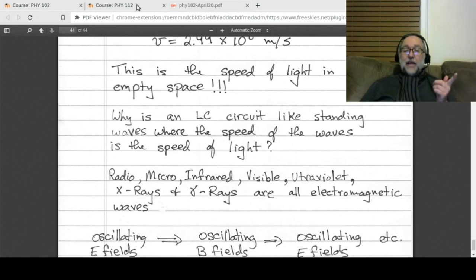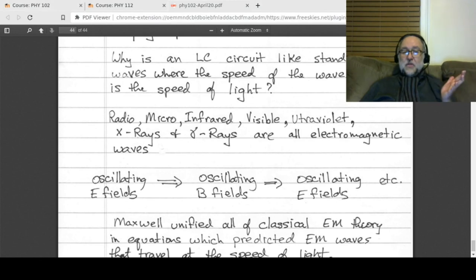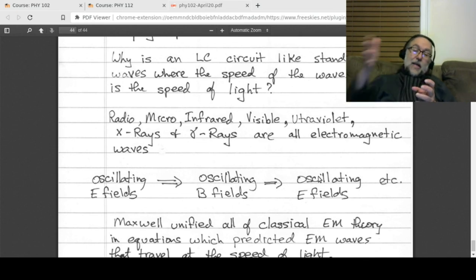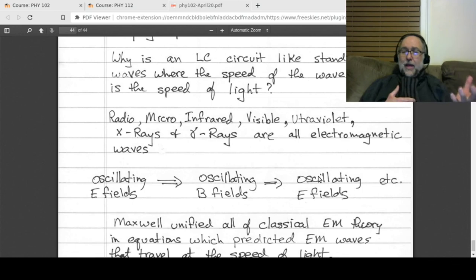The reason you're getting the speed of light there is because Maxwell, a later physicist, we won't do his stuff because it's too advanced, discovered that oscillating electric fields give rise to, because of Ampere's law, oscillating B fields. But oscillating B fields, because of Faraday's law, give rise to oscillating electric fields, which give rise to oscillating B fields, oscillating E fields, oscillating B fields. This means that you basically have wave behavior, but not just in one thing, but in both E fields and B fields. It turns out that radio waves, microwaves, infrared, visible light, ultraviolet, X-rays, and gamma rays are all electromagnetic waves of different wavelength.